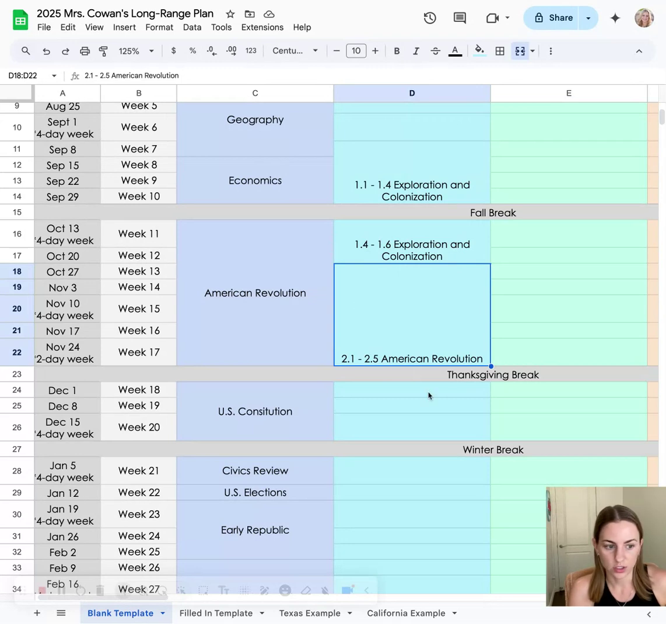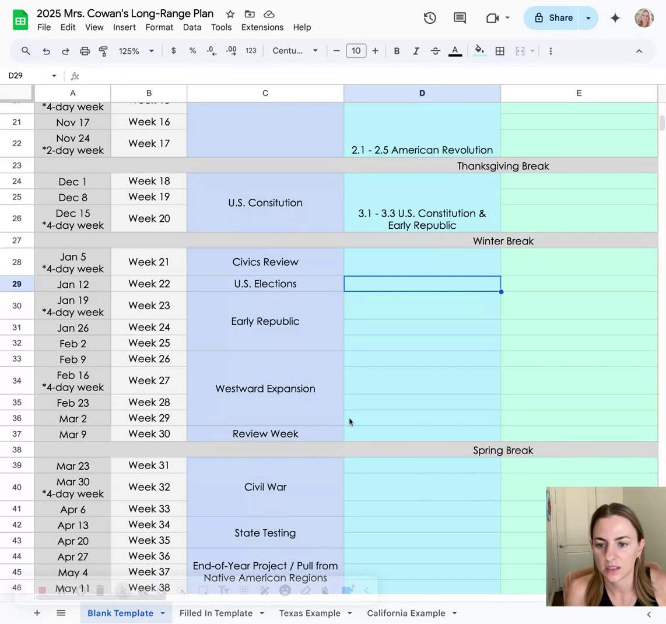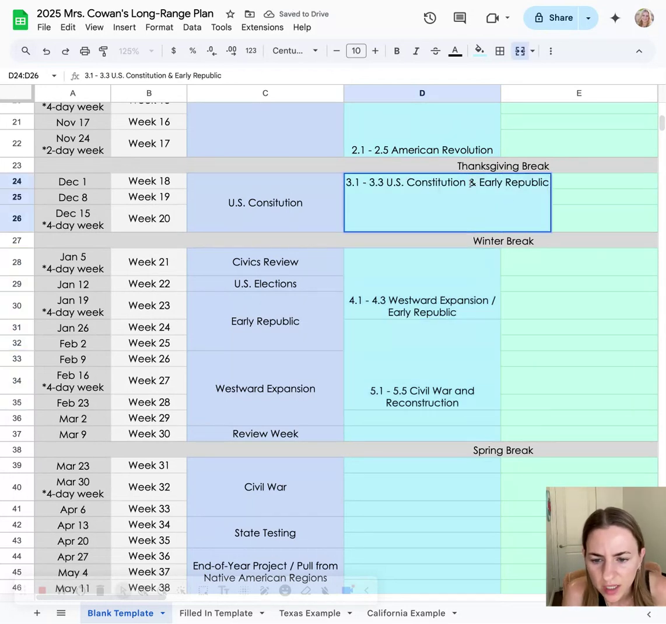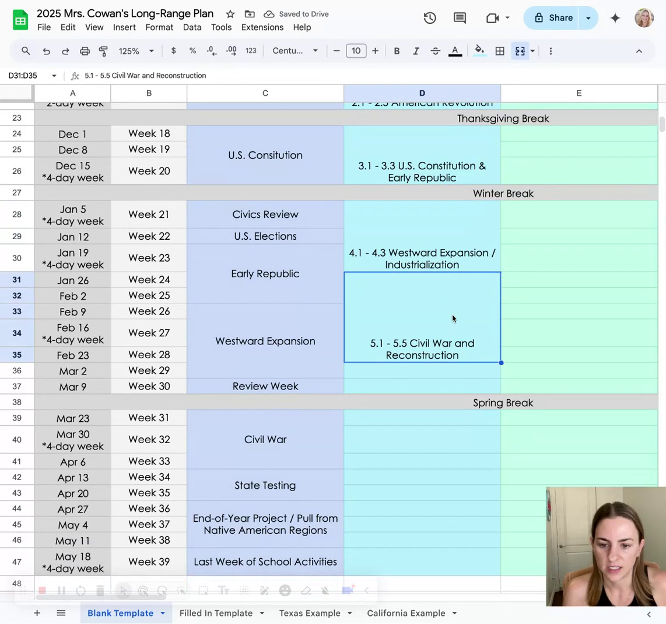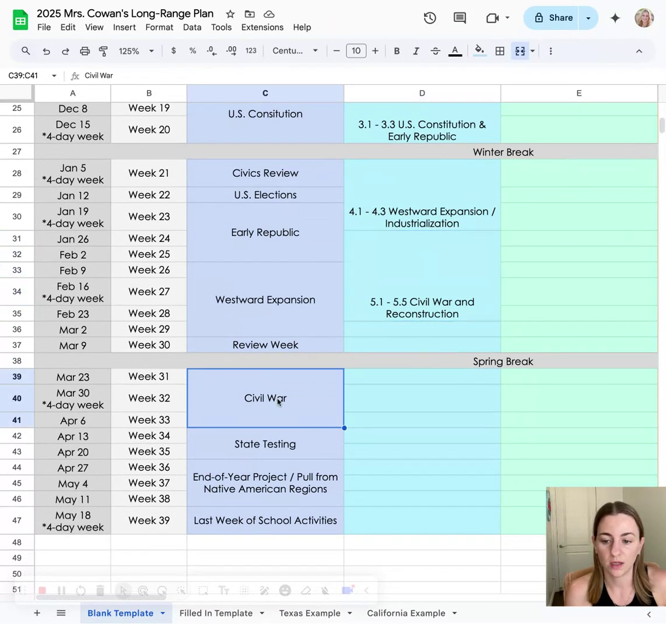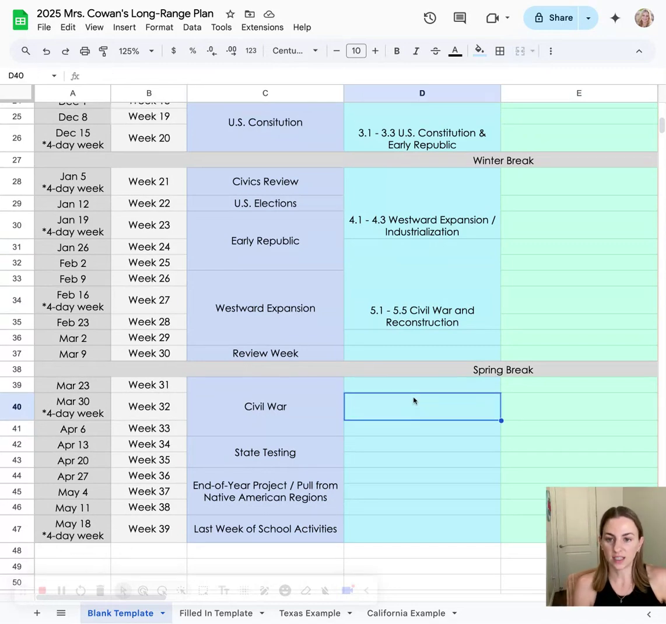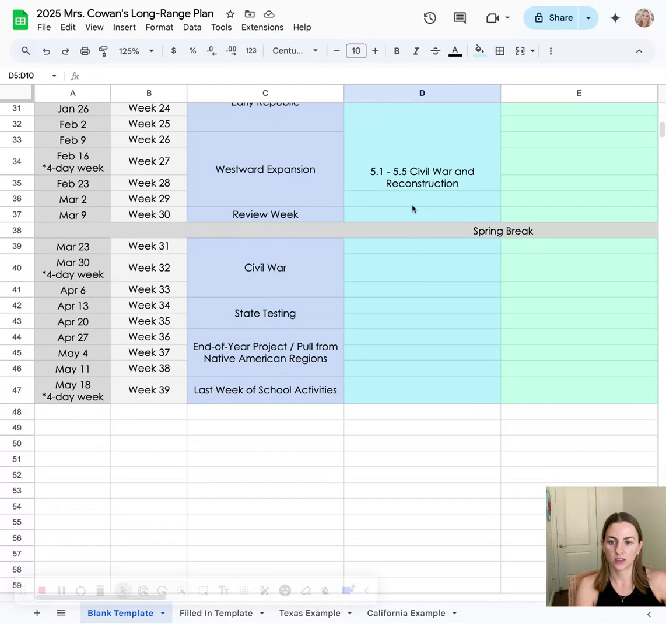And then I have the Constitution and early Republic quotes would go well here. And then next is the westward expansion and early Republic. I don't know why early Republic's on there twice. I think that should be industrialization. And then ending with the Civil War and Reconstruction quotes. And that does come before I teach the Civil War unit, but I feel like it's okay as a little preview, and it will give them some context for when we dive into Civil War after spring break. So that's how I would line that up. And then I would do a different type of morning work for these weeks and for these weeks.